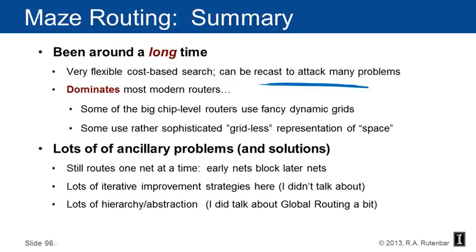There are lots of ancillary problems and solutions. You still route nets one at a time. Early nets block later nets. There are all kinds of tricks for that. There are a lot of iterative improvement strategies. You often route the nets multiple times. An interesting strategy is that you route every net as though all the other nets didn't matter. You just route them. Okay?